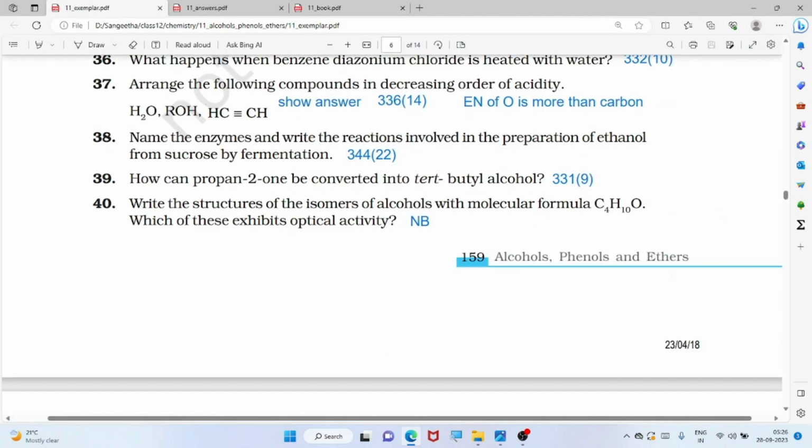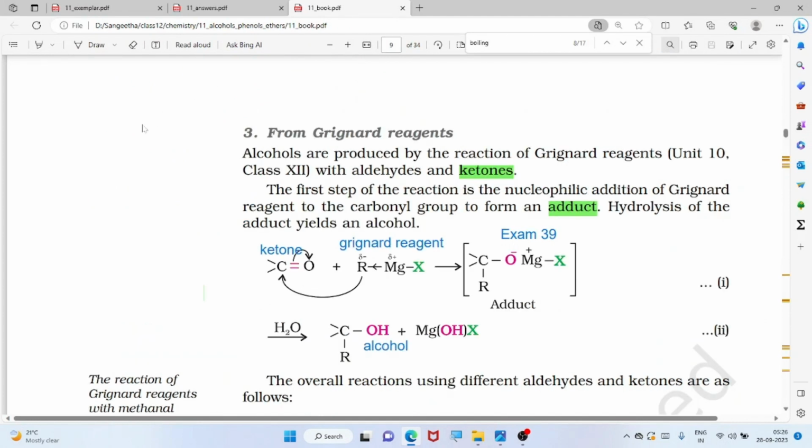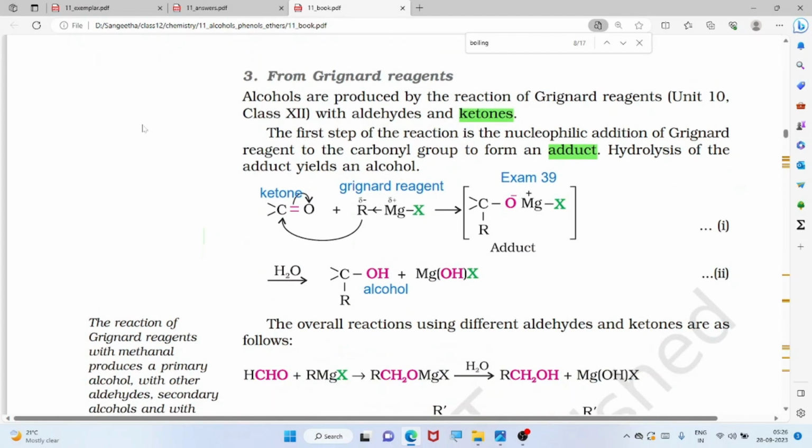How is the ketone converted into this alcohol? Ketone, using Grignard reagent, we are converting into the alcohol.